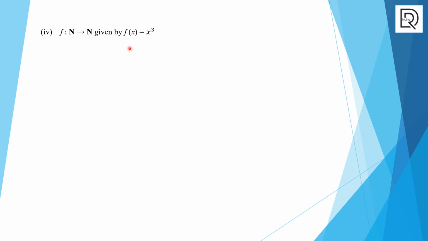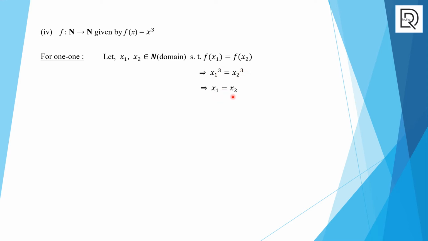Next, question number 4. This is f from N to N given by f of x equals x cube. For one-one, let x1, x2 belong to N domain such that f of x1 equals f of x2. So this implies x1 cube equals x2 cube. So this implies x1 equals x2, because here the power of x1 and x2 is odd. So we can write x1 equals x2. Therefore, f is one-one.